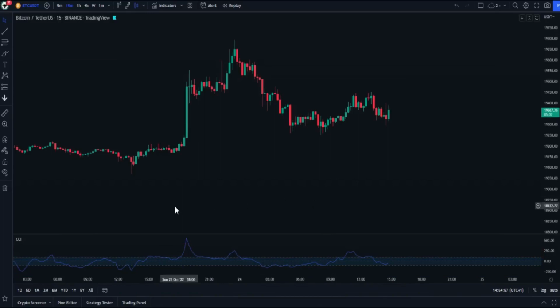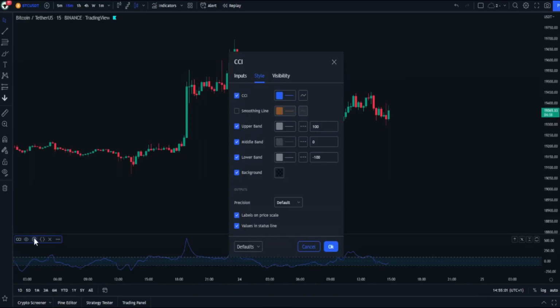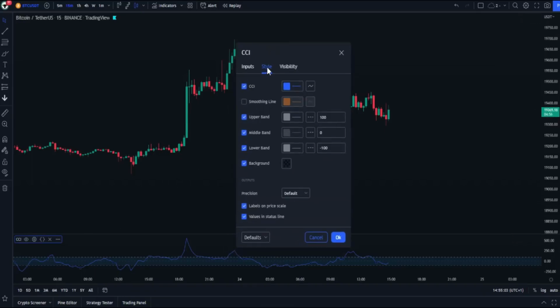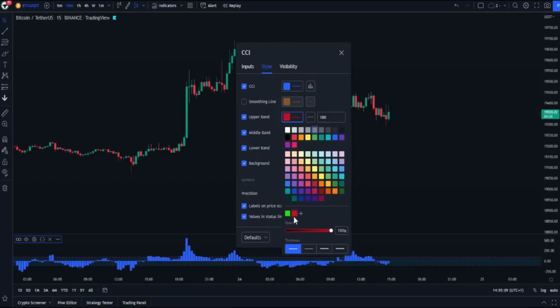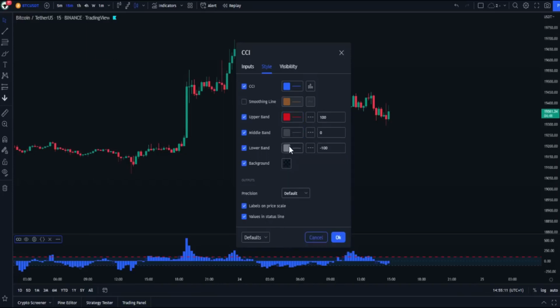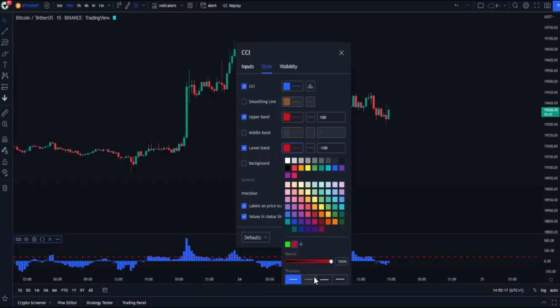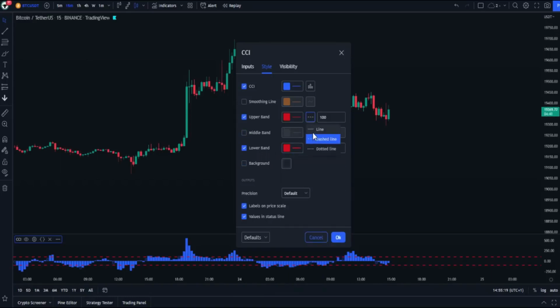But for the sensitivity of scalping, we will make some simple changes to the shape of this indicator. We open the indicator settings, and in the style section, we change the line to columns. We also change the color of these lines to red, and do not ignore this step, it is very important. As for the middle line and background color, you can cancel it from here. It is also recommended to use lines instead of dashes, because we need complete clarity when dealing with this indicator.